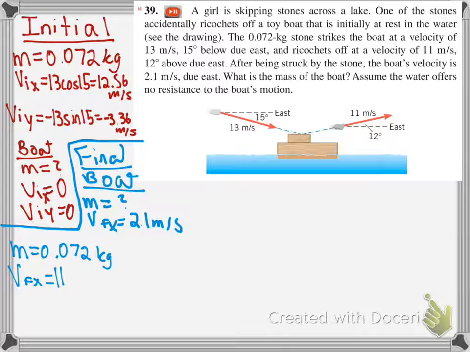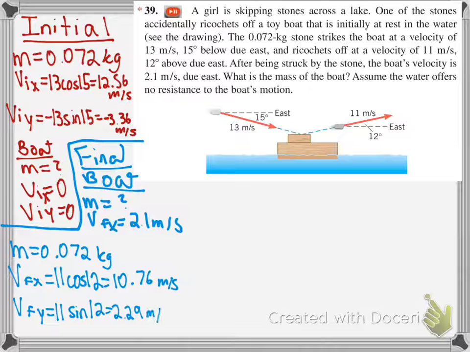Now for the rock, again, the rock still weighs 0.072 kilograms, but for the final velocity, they tell us that it's moving 11 meters per second at 12 degrees north of east, so we just turn that into some trigonometry here. 11 cosine 12, and that's going to give us 10.76 meters per second. Again, same thing with the y component. 11 sine 12 is going to give us 2.29 meters per second.